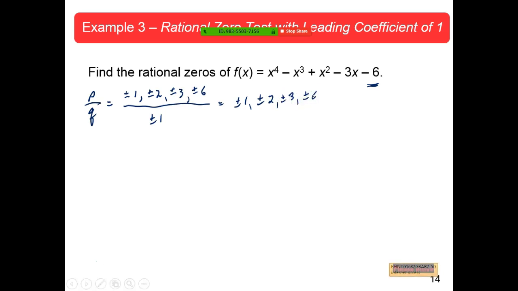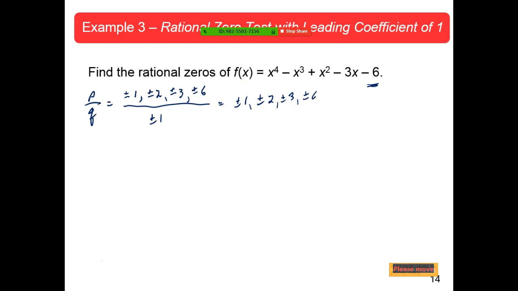Okay? Now, here's where we start the trial and error. And the first trial is the easiest one to do. That's why I like to do it. Let's try x equal plus 1. Okay? That's what we're guessing. The rational zero, x equal 1.